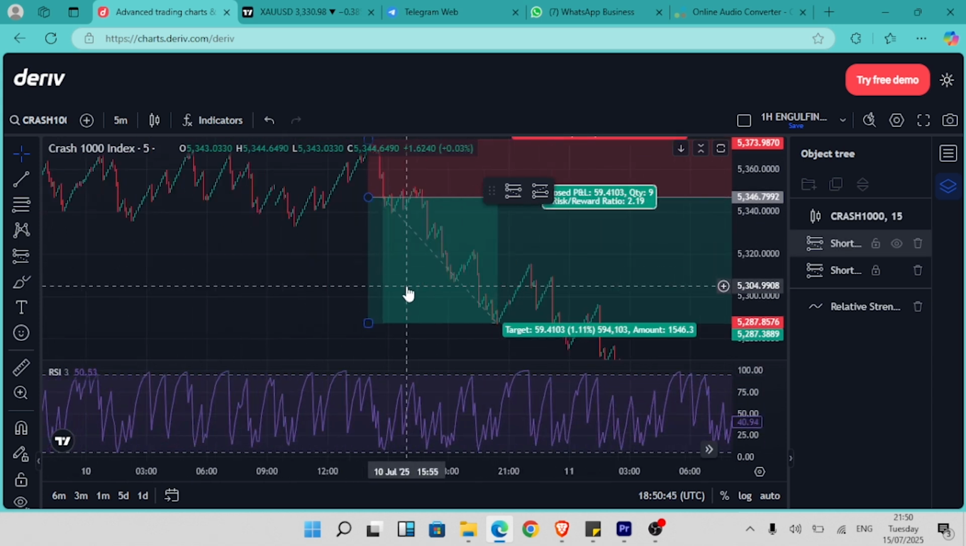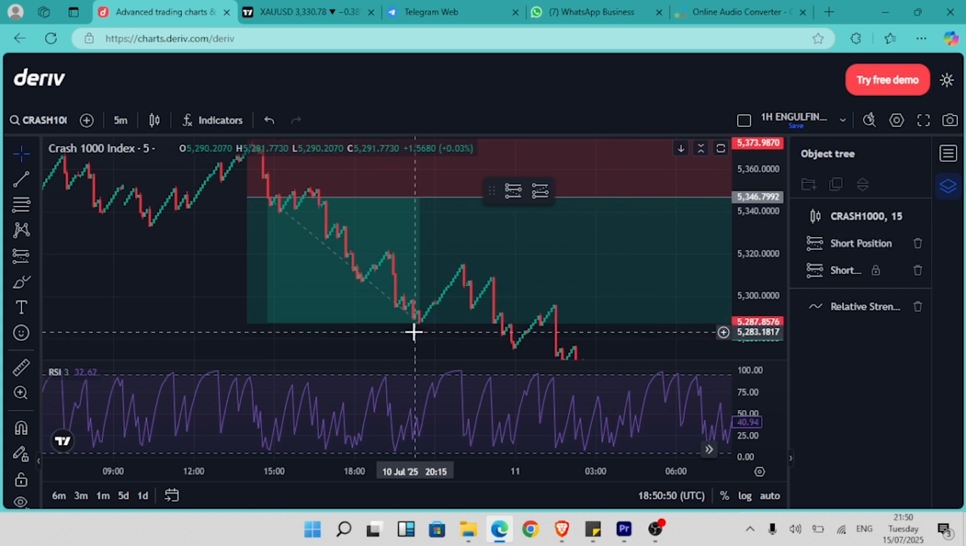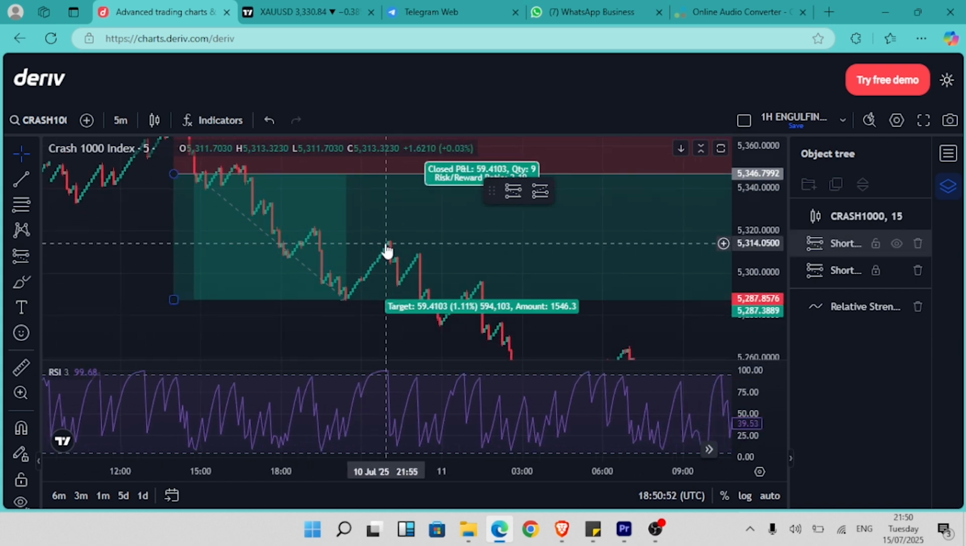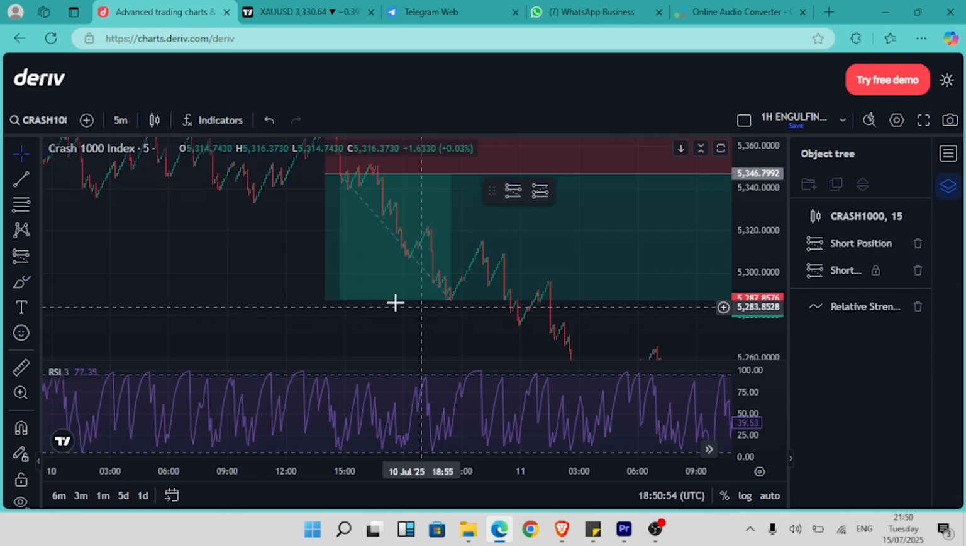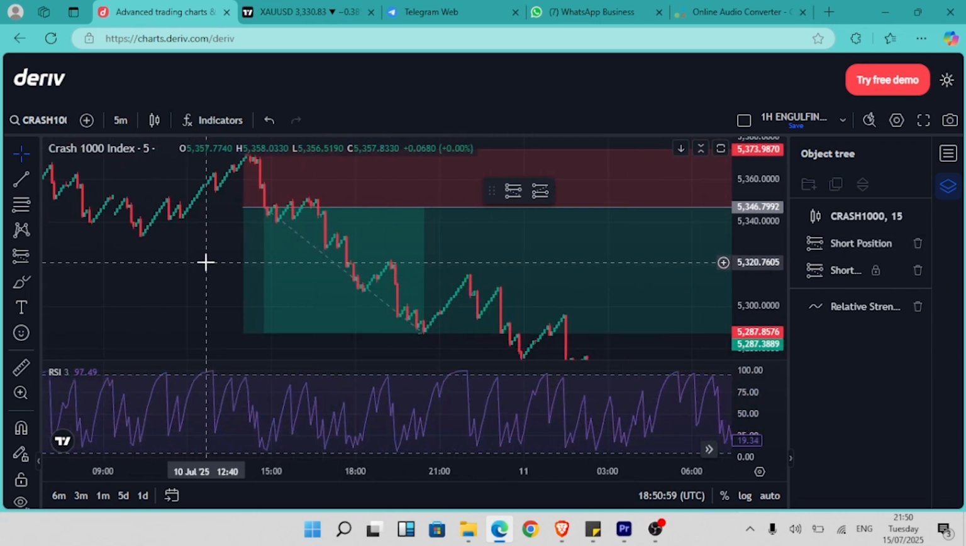alternatively, you can be picking a single position like this. Once you are satisfied with the profits, you leave, and then you pick another one again. Once you're satisfied with the profits, you leave. That is how you will grow your small accounts to bigger amounts.